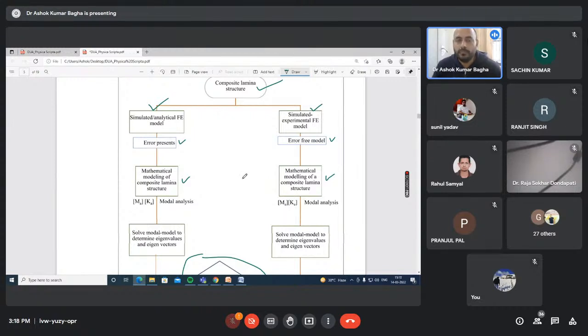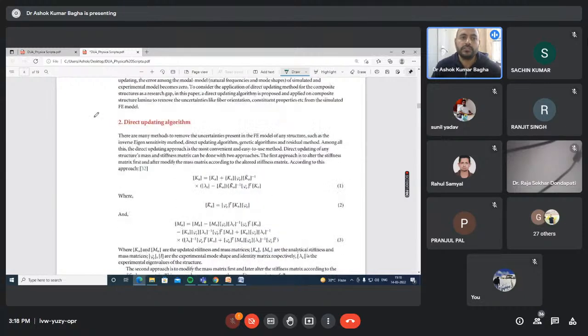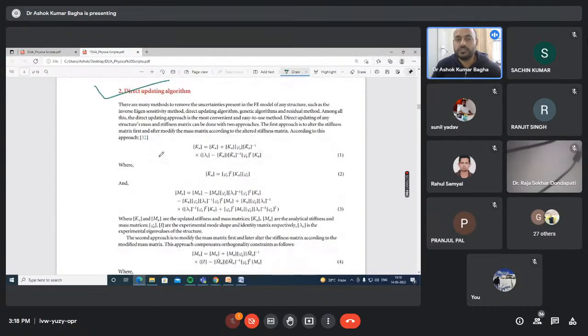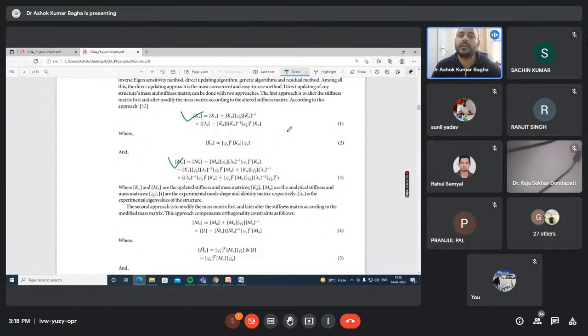But maybe you are using the FEM model to control the vibration of the structure or control the noise, etc. So an actual, correct FE model should be required. You can improve that FE model by using the experimental data, and there is a technique, the direct updating method. You can use this direct updating method. It will update the stiffness matrix as well as the mass matrix by using the experimental data.